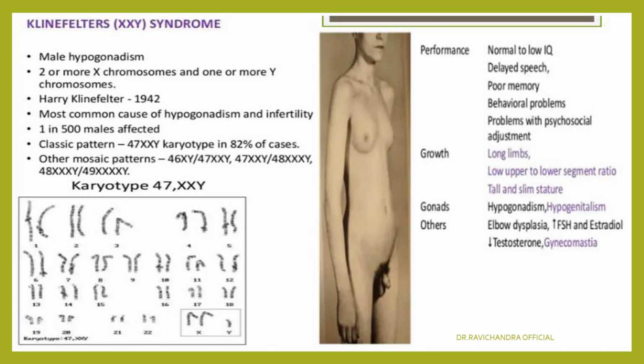Classical pattern will be 47XXY in most of the cases. There will be low IQ, delayed speech, poor memory, behavioral problems, and problems with psychosocial adjustment, long limbs, low upper to lower segment ratio. There will be tall and slim stature, hypogenitalism, elbow dysplasia, increased FSH and estradiol, decreased testosterone, and gynecomastia. Klinefelter syndrome, male hypogonadism.